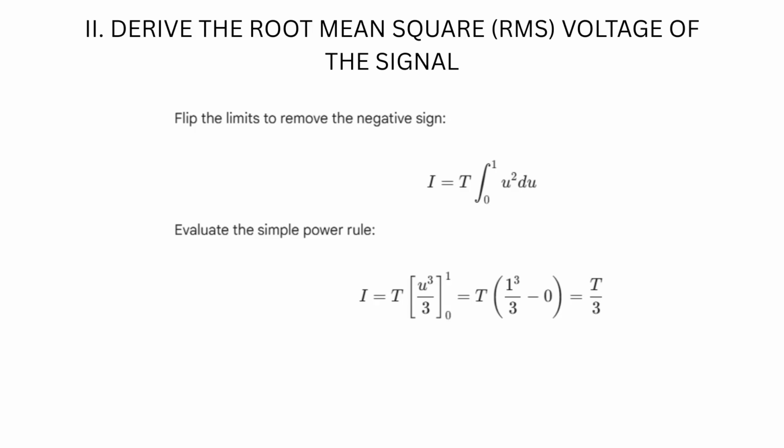Now we evaluate using the simple power rule. I is equal to T times the quantity u cubed over 3 evaluated from 0 to 1, which equals T times 1/3 minus 0, which simplifies to T over 3.